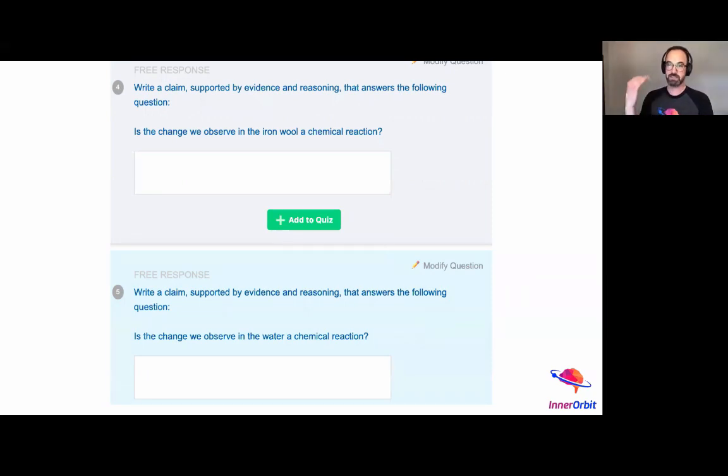And then the second CER statement, because there are actually two phenomena in this, is the change we observe in the water a chemical reaction? So students have to pull evidence from this, cite things that they've learned in class, and write a CER statement, which is part of constructing explanations and designing solutions to explain their change.